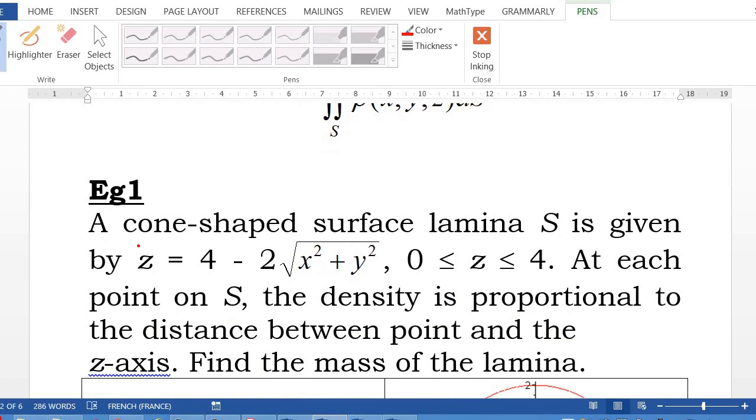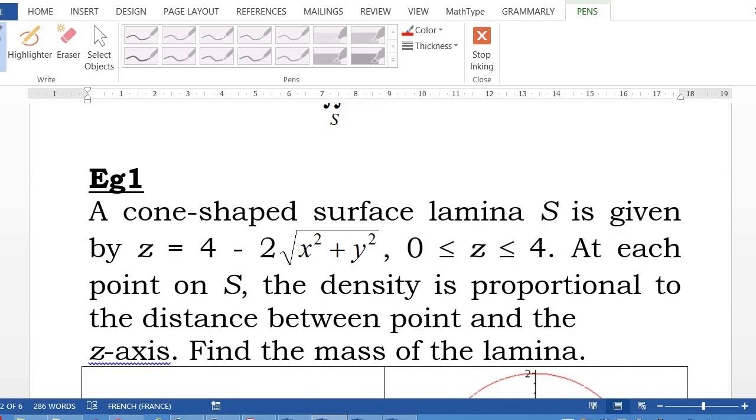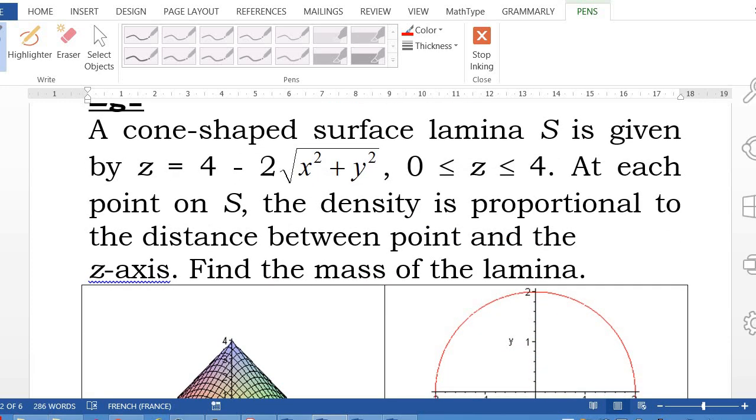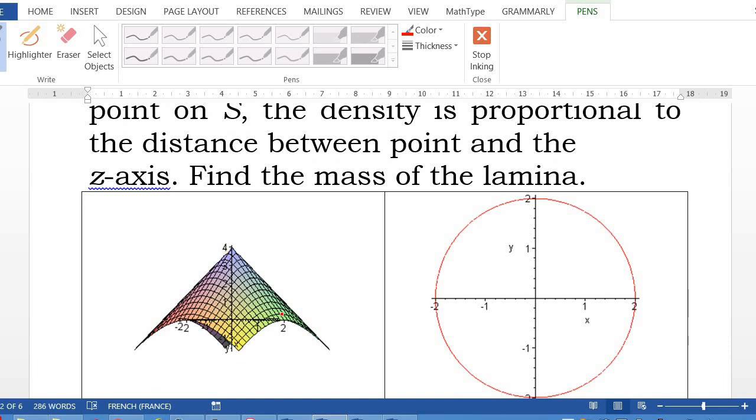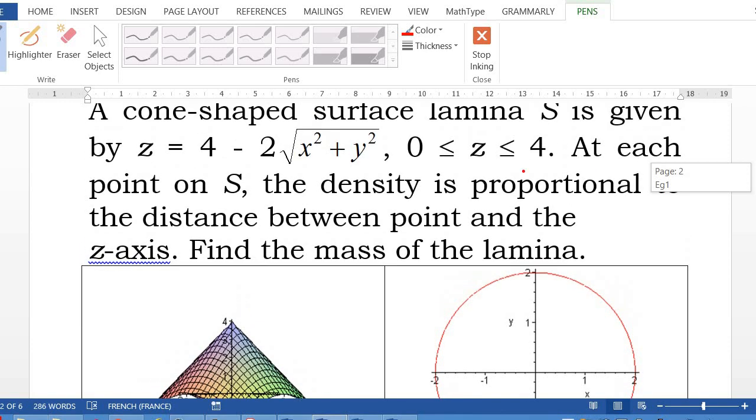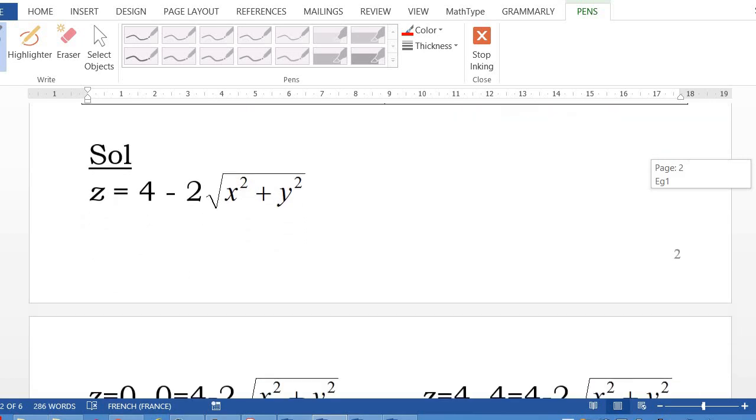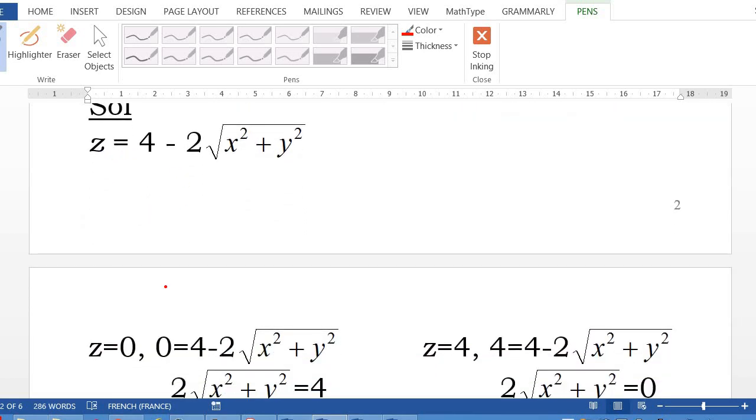Where the surface S is given by the cone z equals 4 minus 2/3 times the square root of x squared plus y squared. This is the shape of the lamina, and this is the projection of the lamina. The projection happens because the lamina is bounded from z equals 0 until z equals 4. So when z equals 0, plug z equals 0 into the lamina equation, and you have 0 equals 4 minus 2/3 times the square root of x squared plus y squared.